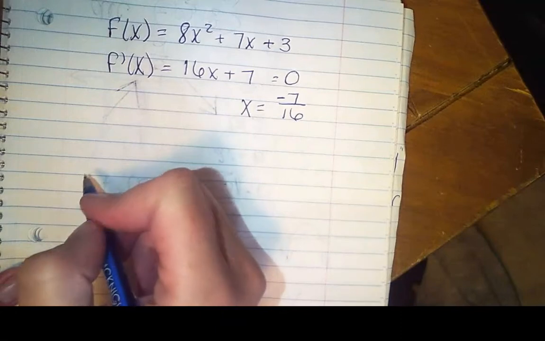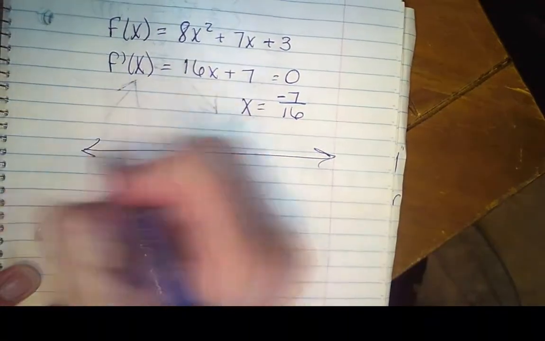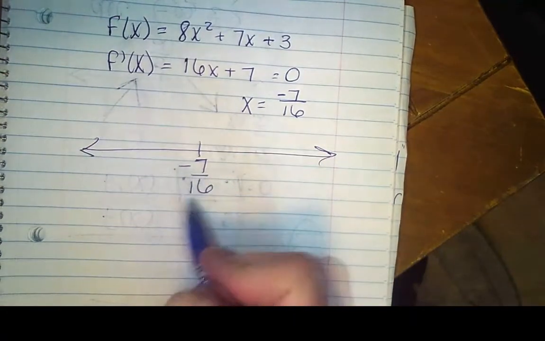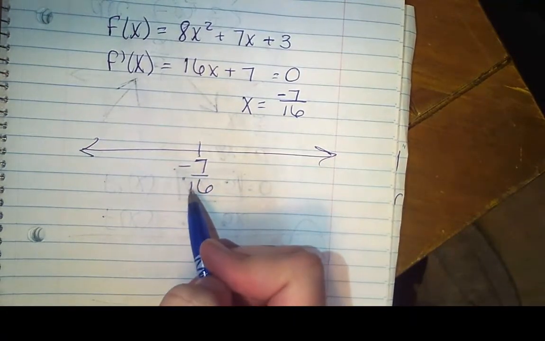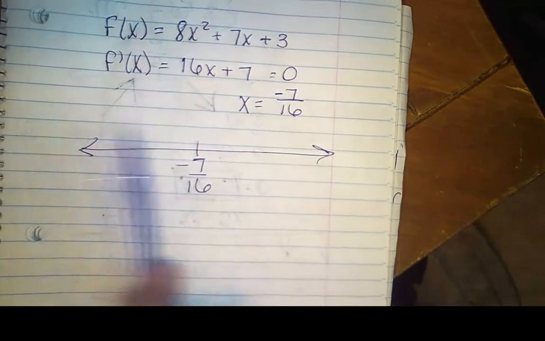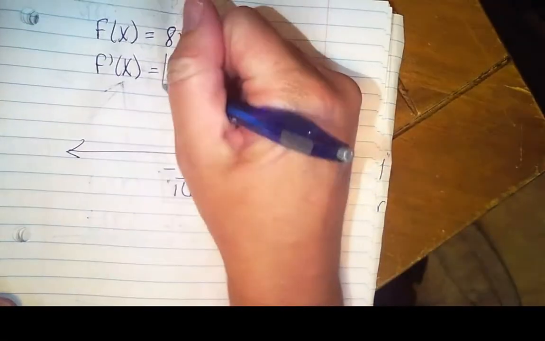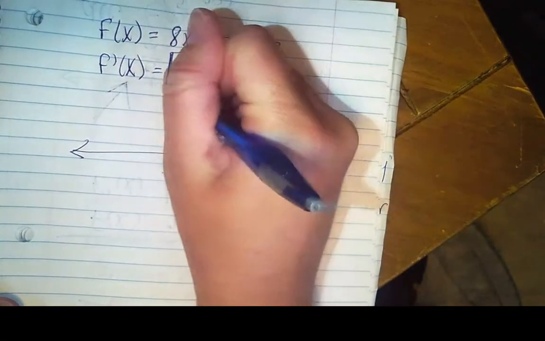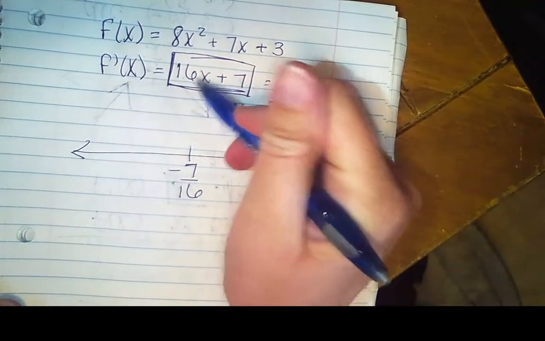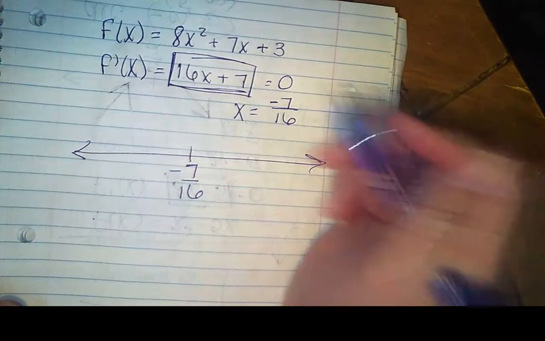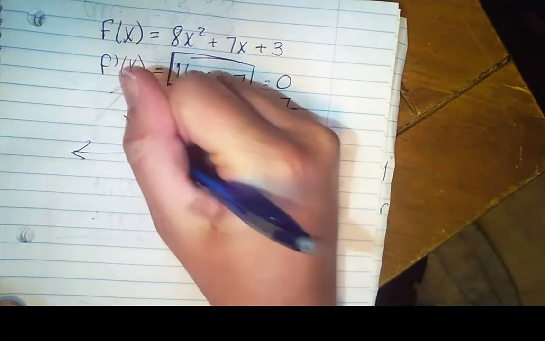Okay, estimating. So draw your little number line. Your critical number, or the point that we're interested in, is negative 7/16. So grab me a point to the left. I don't care what it is, I just care it's to the left. So give me a negative 10. Shove that into your derivative. So 16 times negative 10 is negative 160, plus 7 is negative. I don't even care what it is. I just care that it's negative.